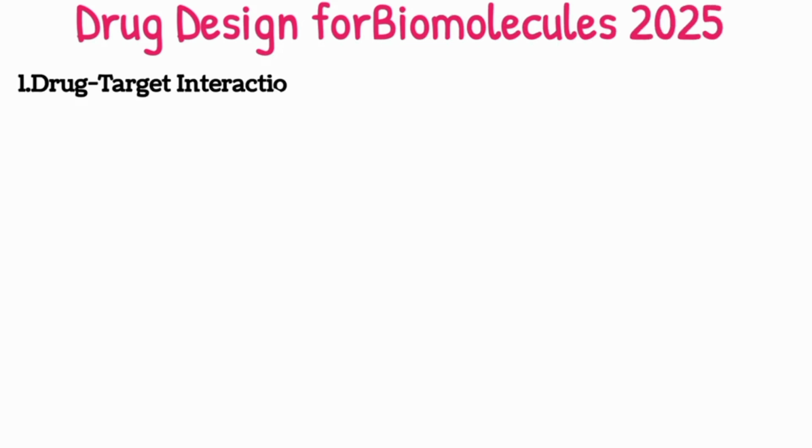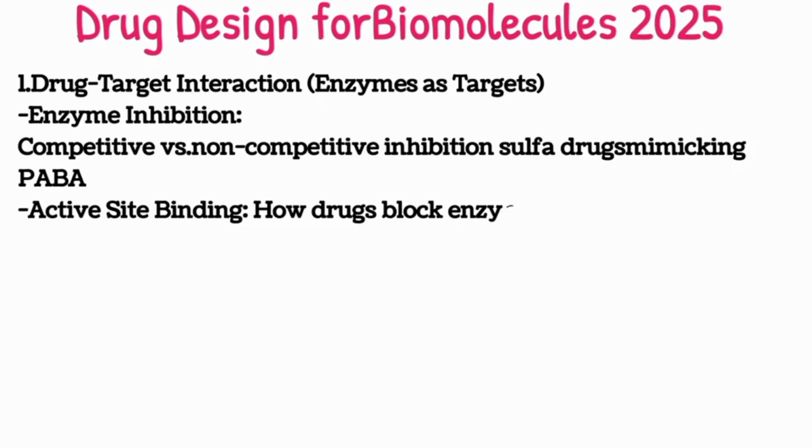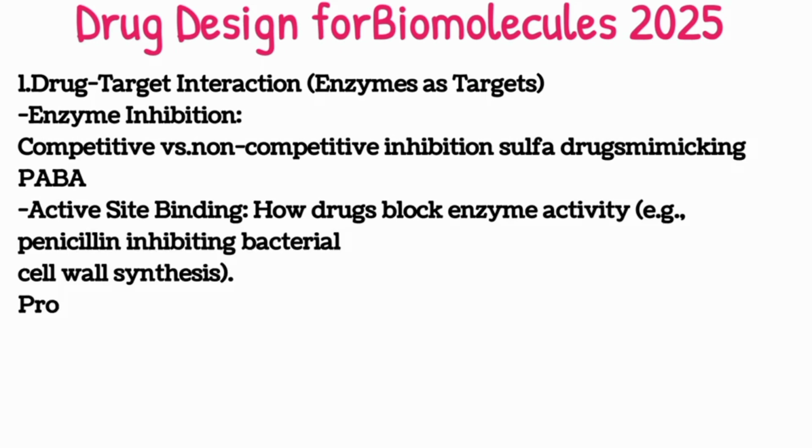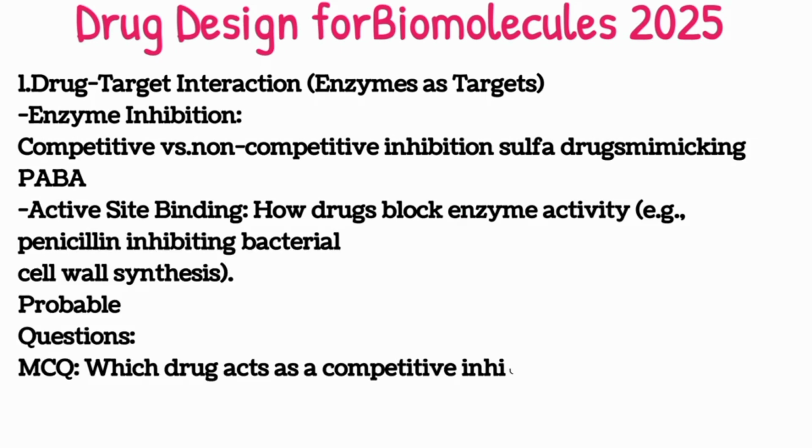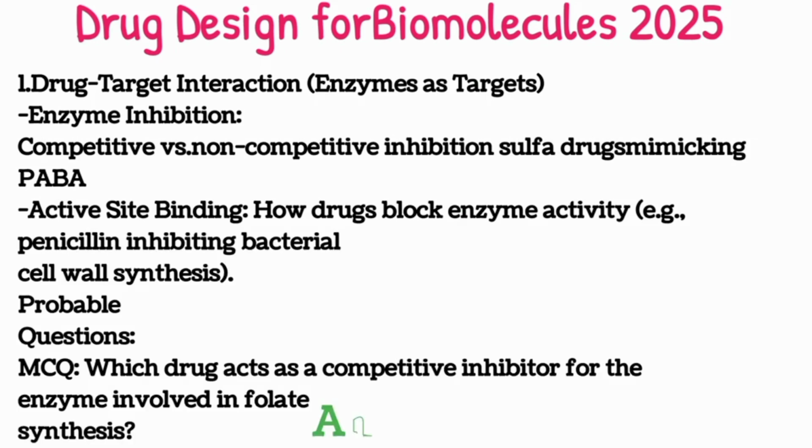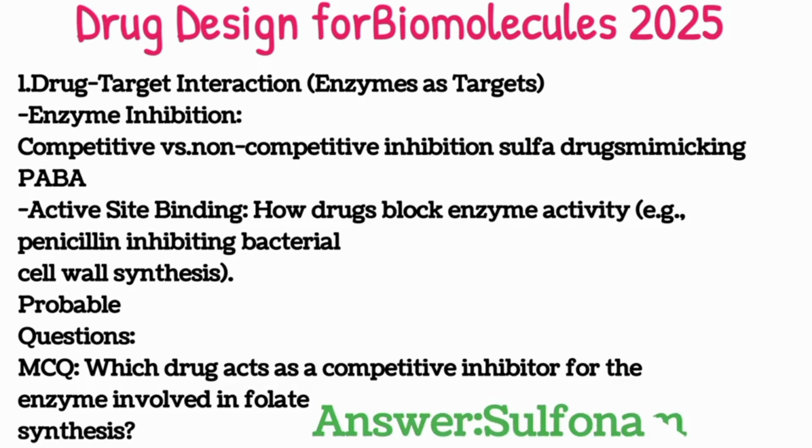We can see drug-target interaction, enzymes as targets. The key concept is enzyme inhibition, competitive versus non-competitive inhibition. For example, sulfa drugs mimicking PABA. Next one, active site binding: how drugs block enzyme activity. For example, penicillin inhibiting bacterial cell wall synthesis.